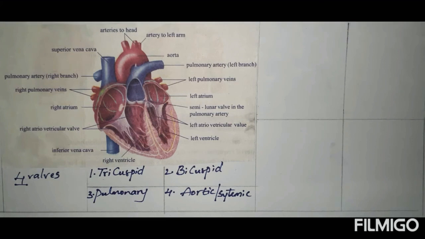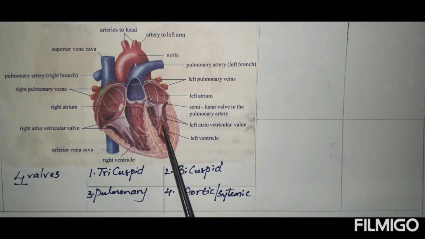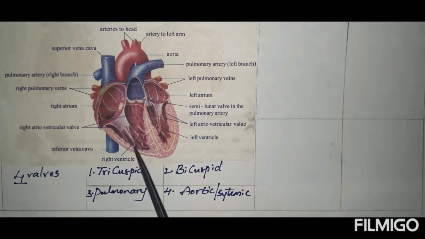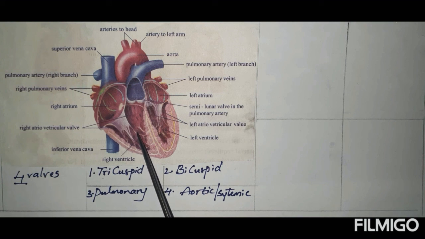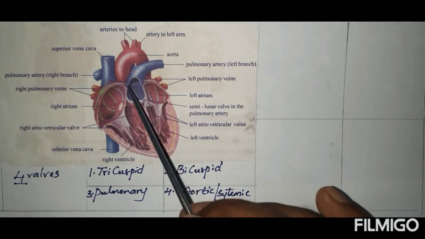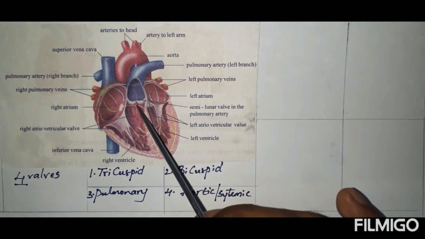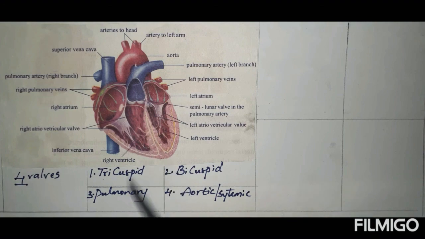Now let's learn about the functions of valve. Valves prevent the backward flow of blood from ventricles into the auricle region, and they also prevent the backward flow of blood from the systemic artery into the left ventricle and the pulmonary artery into the right ventricle.